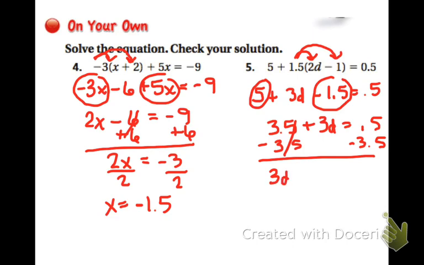and I'll get 3d is equal to, when I take 1/2 minus the 3.5, I'll get a negative 3, so that I could divide both sides by a positive 3 and get d is equal to a negative 1. And I could substitute that back in and solve to check it and make sure that I got the right answer.